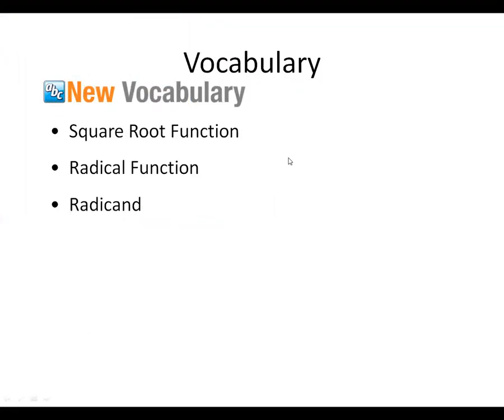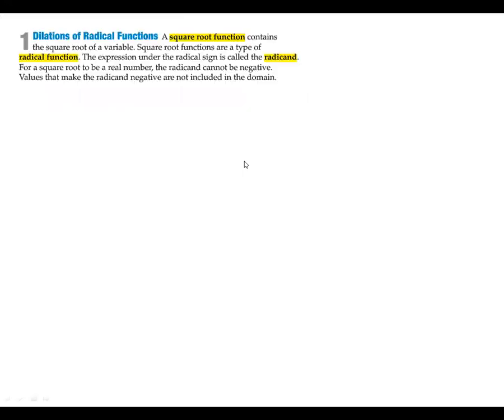Just a couple things we're going to be talking about as far as vocabulary is concerned: square root function, radical function, and something called the radicand. So let's first talk about dilations of radical functions. A square root function contains a square root of a variable. Square root functions are a type of radical functions because they have the little square root symbol.